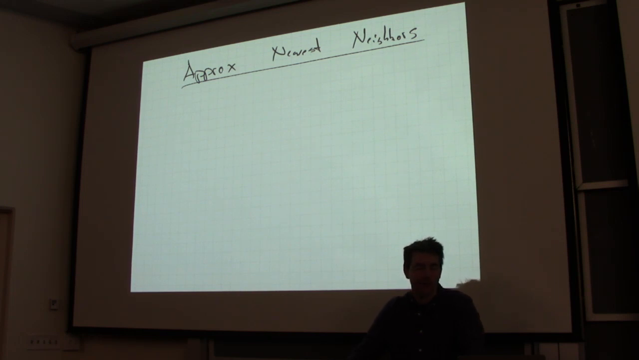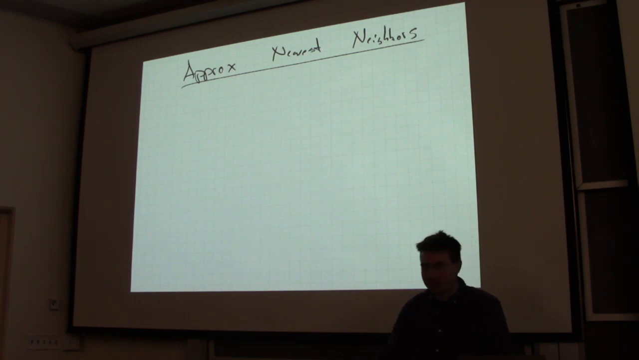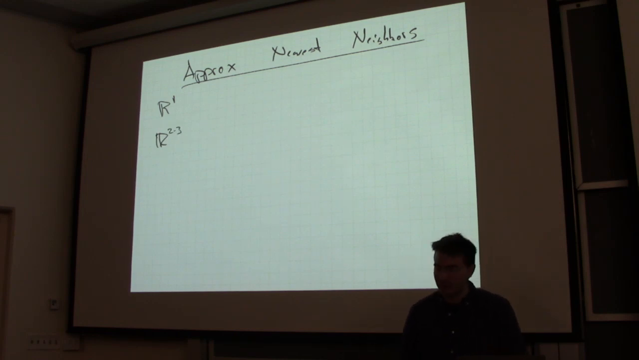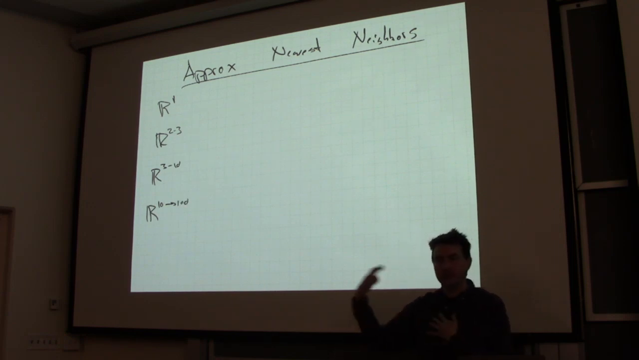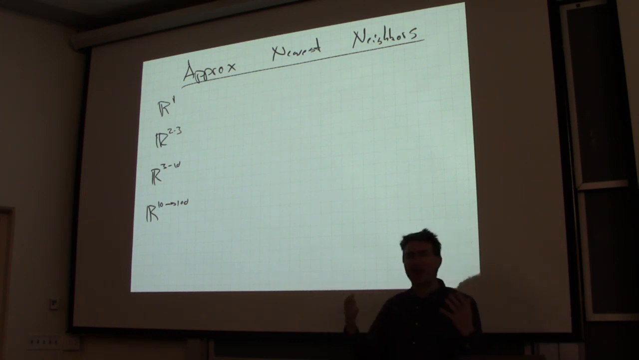I'm going to classify this, and it's going to depend on what the dimension is. In R1, there's going to be a set of techniques we can do. In R2 to 3 dimensions, there's another set of techniques that work well. In R, let's say 3 to 10 dimensions, there's a set of techniques. And then in R, say 10 to maybe 100 dimensions, there's a fourth set of techniques. After that, you might get lucky with the last set of techniques, or you kind of have to rely on locality-sensitive hashing.